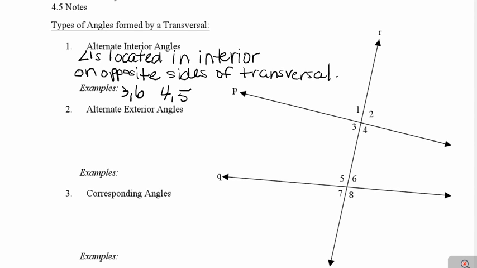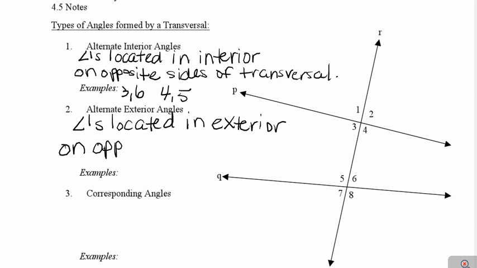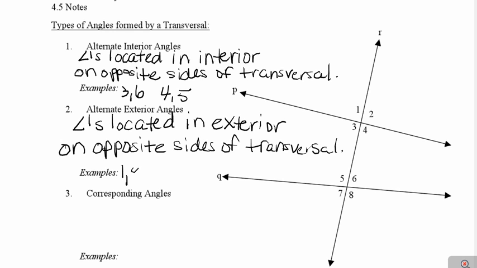Now, alternate exterior angles, the same idea, except that both angles must be located in the exterior of lines P and Q. And since they are alternate, that means they're on opposite sides of the transversal. So see if you can name a pair of alternate exterior angles in the diagram. One example would be angles 1 and 8 because they are both located in the exterior but they are on opposite sides of the transversal. The other example would be angles 2 and 7.